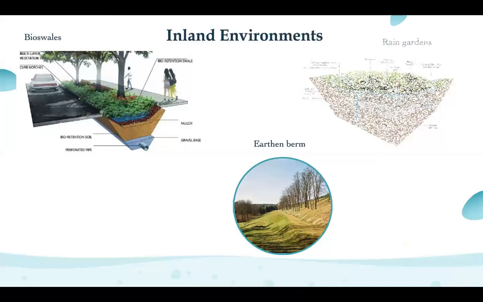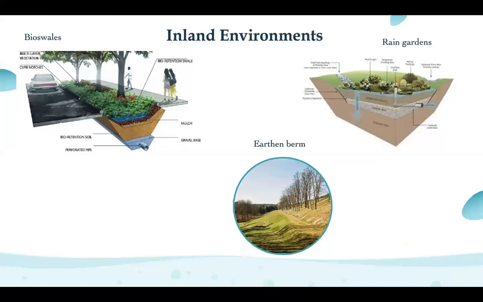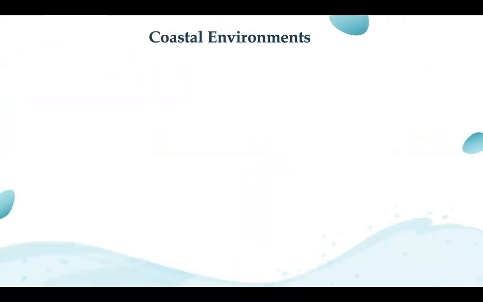So here are 3 examples of inland environments where these systems may be placed. We have some bioswales, which is like an underground channel of water that runoff can flow into in urban environments. We have earthen berms, which is a system that allows for runoff to flow naturally, and rain gardens, which is a system that collects water and prevents runoff from even occurring.